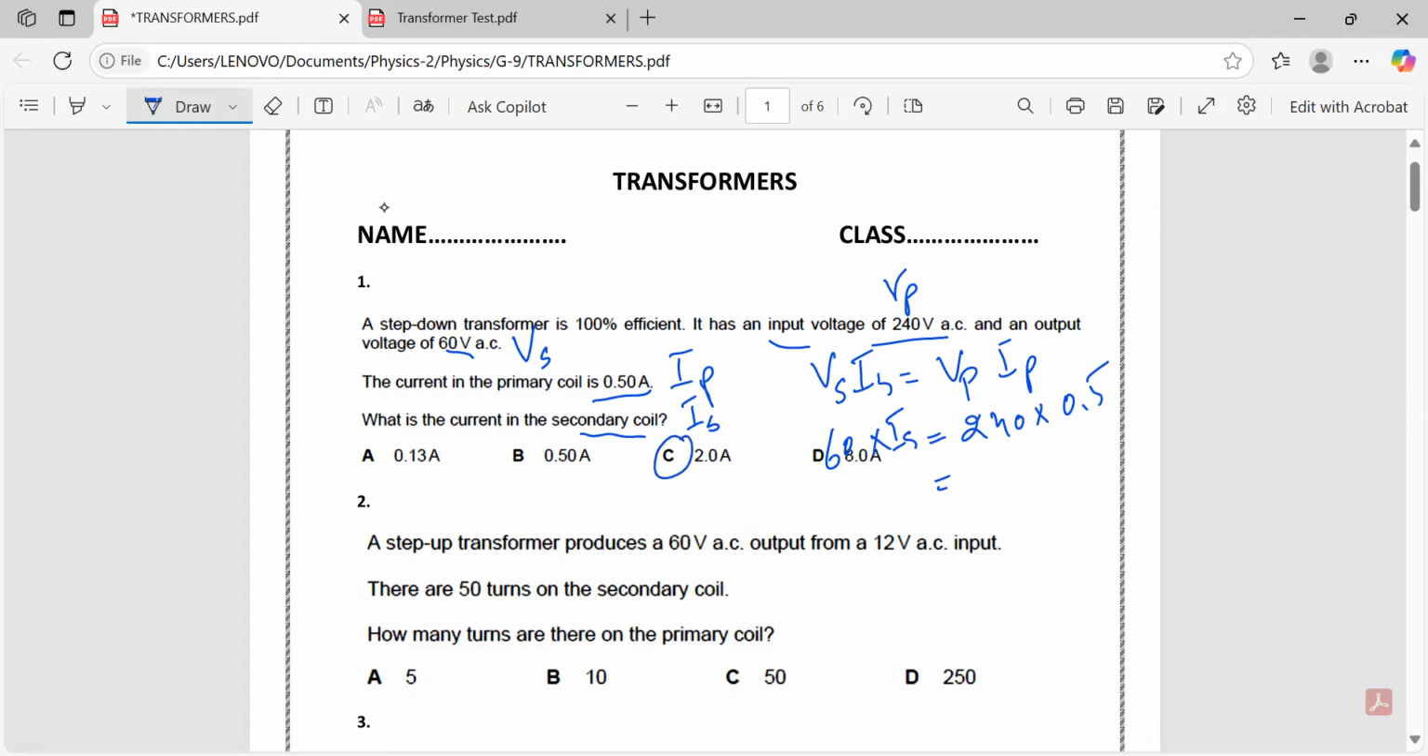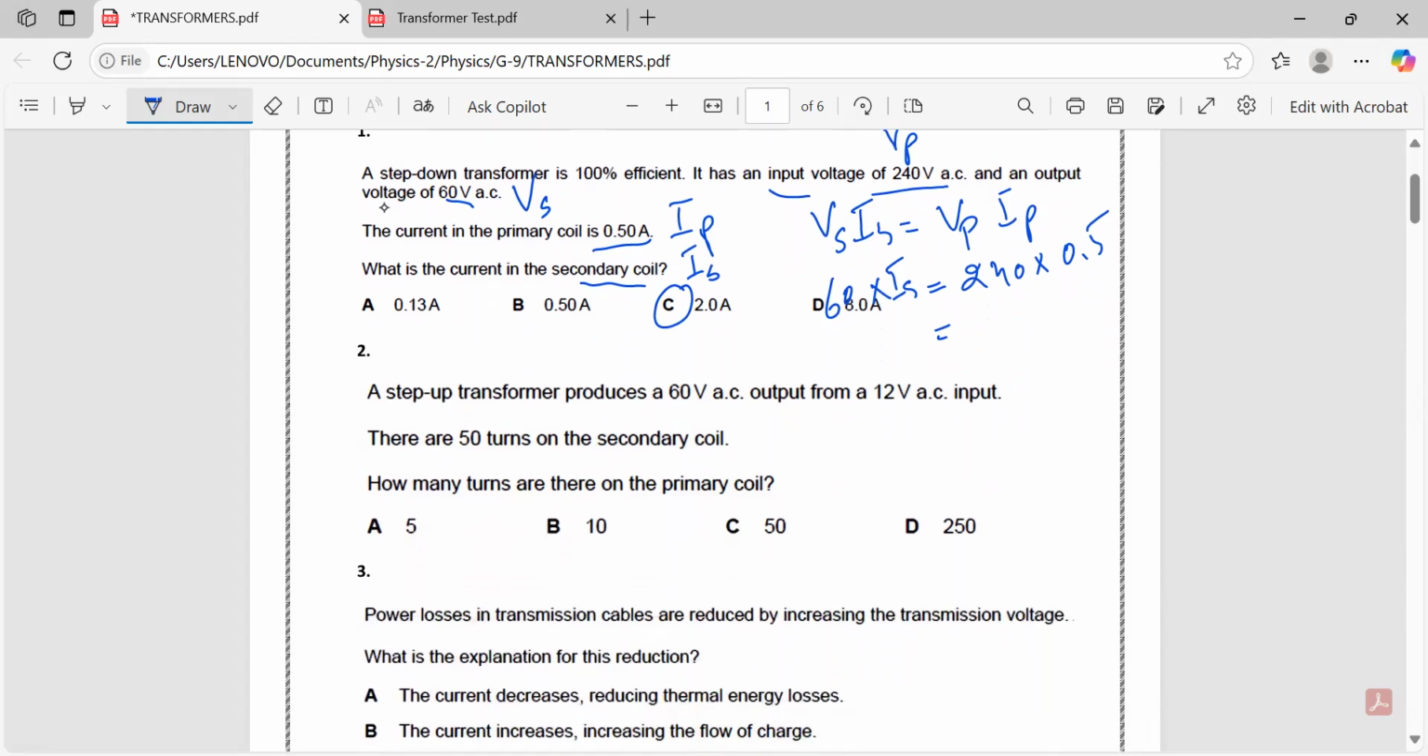The next question is a step-up transformer that produces a 60 volts AC output, so this is VS, from a 12 volt AC input, so this is VP. The number of turns in the secondary coil, NS, is given to you, and you need the number of turns in the primary, which is NP.